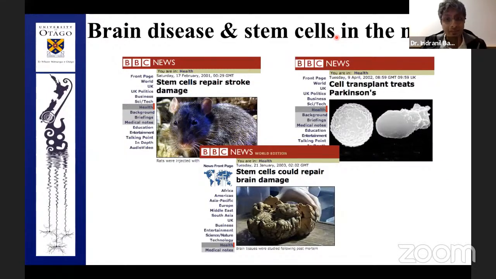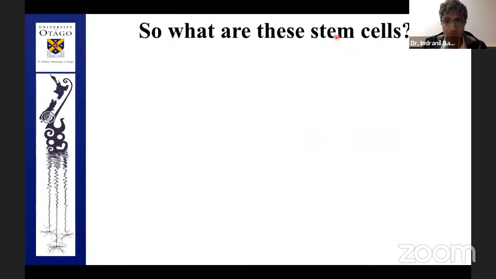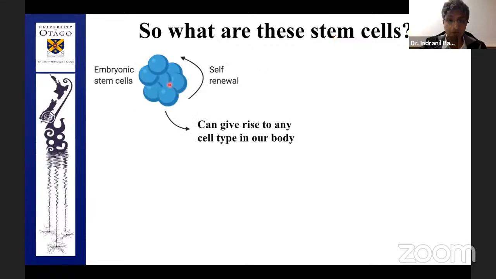But what are these stem cells? Let me give you a brief background about stem cells. In our body, we have two types of stem cells. One is the embryonic stem cells, which we, the adults, don't have. The term suggests that they come from the embryo. The cool fact about embryonic stem cells is, firstly, they can self-renew, so they can keep generating themselves, and they can give rise to any type of cell you want. That's how an adult human is made from an embryonic stem cell. These embryonic stem cells can give rise to liver, kidney, eyes, hair, brain, heart, and anything you want. But when we grow up, we lose the embryonic stem cells.